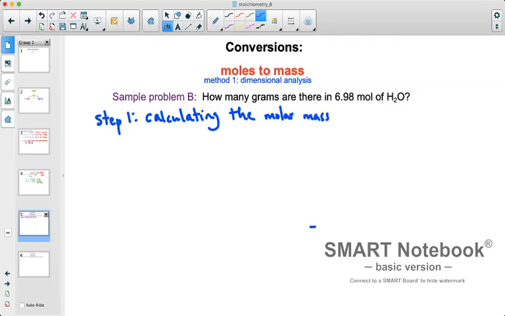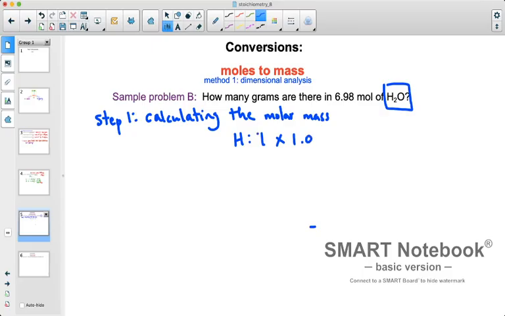I need to know the molar mass of H2O. That's what's given to me. So I'm going to do what I've always done. I'm going to write down what I have, how many I have, and then I'm going to find the mass on the periodic table.